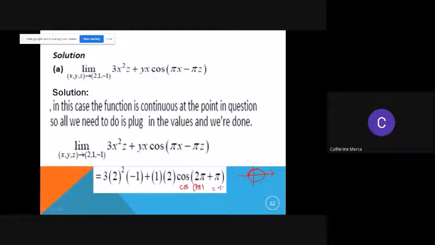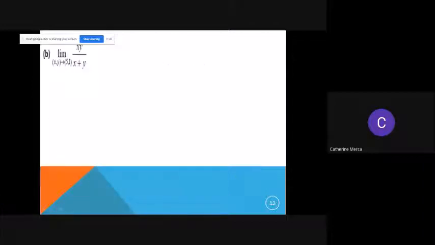So from there, you now have 3 times 2 squared, which will give you 4 times 3, that will be 12. So you have 12 times negative 1, which gives you negative 12. And then this is 1 times 2, so plus 2 times negative 1. Negative 12 plus negative 2 will give you negative 14. Okay? Let's take a look at the other one.